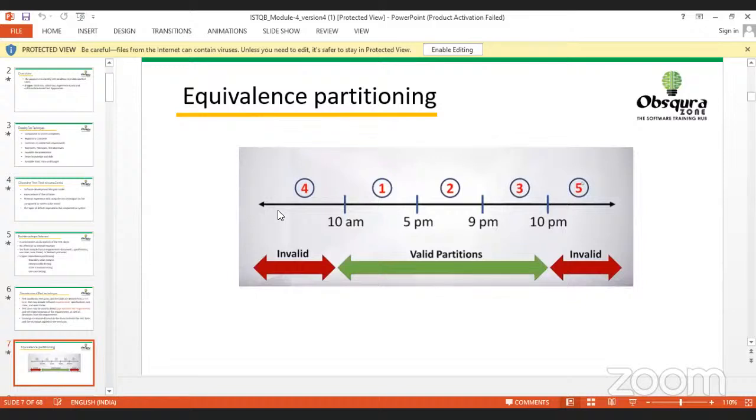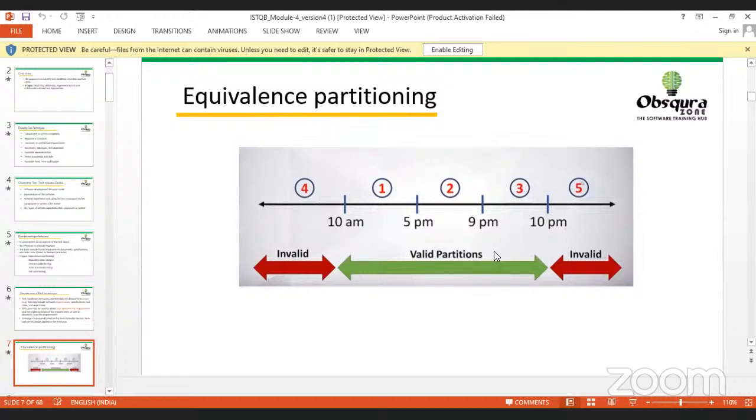That depends upon the tester, whether we have to split it as 3 partitions or we can split it in any way. It is not compulsory. We do not have to split it only in these 3 partitions. The valid partitions can vary. Got it, right? This is what equivalence partitioning is.